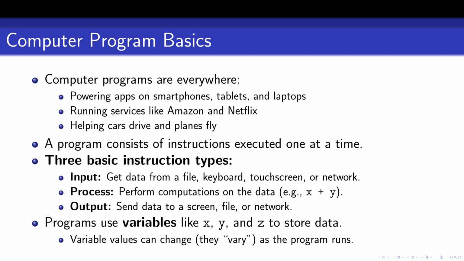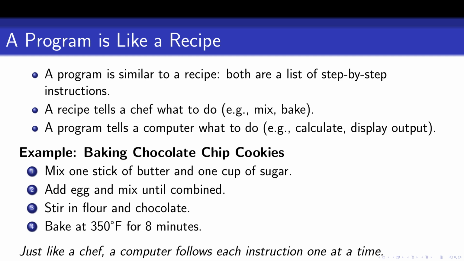Programs use variables like x, y, and z to store and work with data. The value of a variable can change while the program runs, which is why it's called a variable. At the core, every program is just a chain of these basic operations: get input, do something with it, and then output the result. To make this idea even more relatable, think of a program like a recipe.